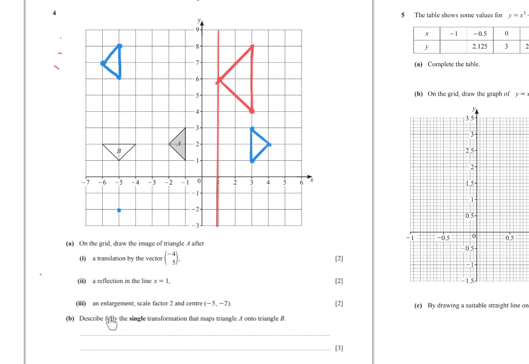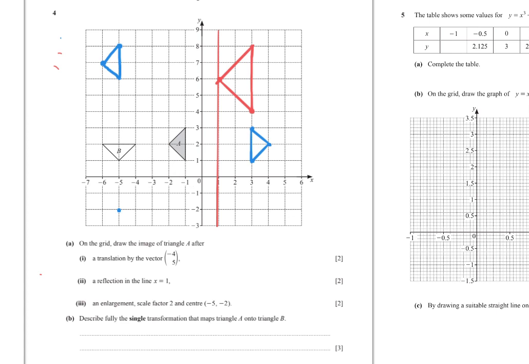B. Describe the single transformation that maps triangle A onto B. This rotates in this direction, anticlockwise 90. So rotation 90 anticlockwise. Now we need to find the center of rotation. You can try some points, for example this point. Travel from this point to that one, 1 and 1. If you rotate 90 anticlockwise, it doesn't work, because 1 right, 1 up will become 1 up and 1 to the left.